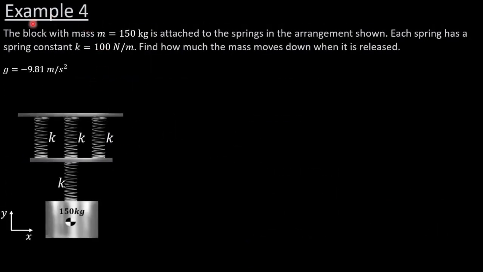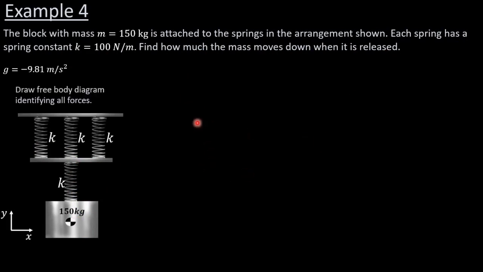So example 4. The block with mass m equals 150 kilograms is attached to the springs in the arrangement shown. Each spring has a spring constant k equals 100 newtons per meter. Find how much the mass moves down when it's released. So we have this mass attached to this spring system, and once it's attached and then released from its equilibrium position, we want to know how far it's going to drop from its equilibrium position. That's what this question is asking for.